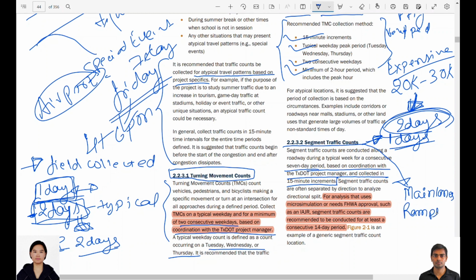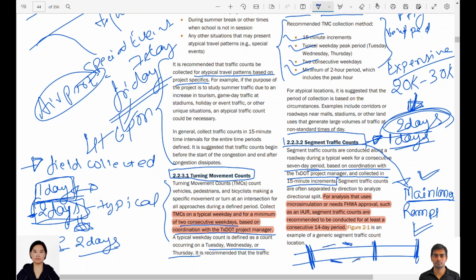It's very expensive, like I mentioned, to collect the data. So if we are collecting the segment counts for main lanes and ramps, then it will be very expensive. If we are collecting only for main lanes, then we will not be able to get the complete picture. For example, if we have a roadway like this and we collect data here, we will not be able to know what is happening in between because it will depend on the ramp volume.